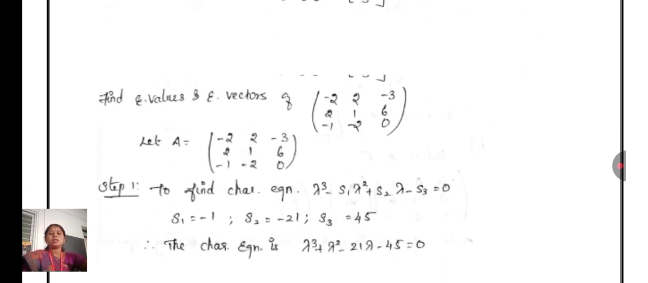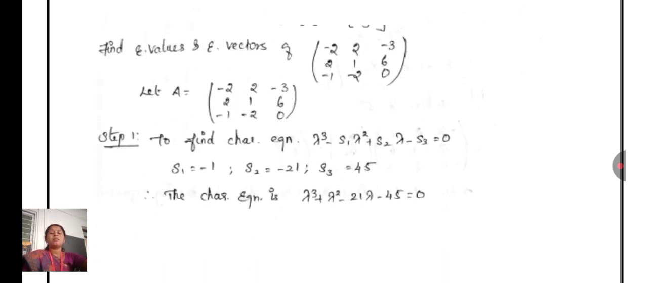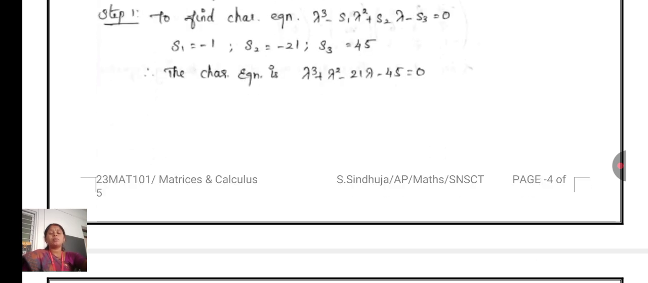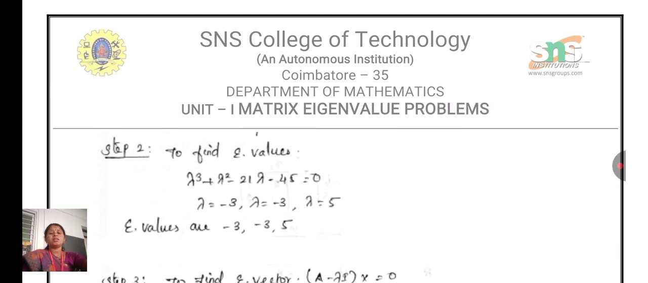Now the next case is the problem of a 3 by 3 matrix where, since it is a 3 by 3 matrix, we get a cubic equation as the characteristic equation. In this cubic equation, two roots are the same and one is different, which is the next method of finding an eigenvalue and eigenvector.